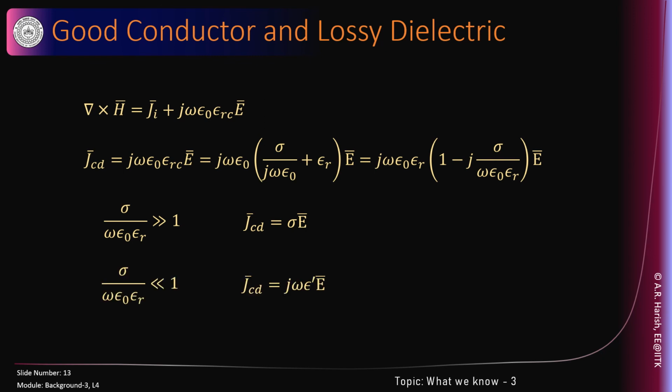On the other hand, if this quantity sigma upon omega epsilon naught epsilon r is very small compared to 1, you can ignore the imaginary part. What we have is j omega epsilon naught epsilon r, which is epsilon prime, times E. That is, the material behaves more like a dielectric. Its loss is very small, but it's more like a dielectric. We could think of it as a lossy dielectric. As we go along, we'll spend more time on this kind of classification. This is just a glimpse of what we had studied in the past.